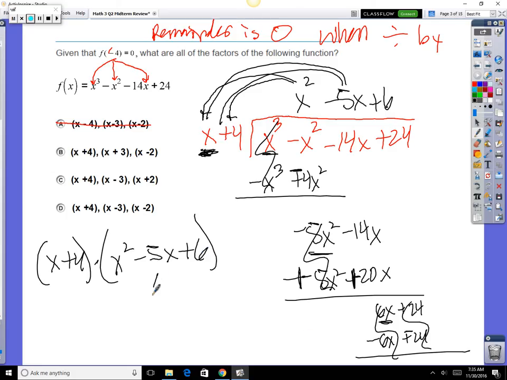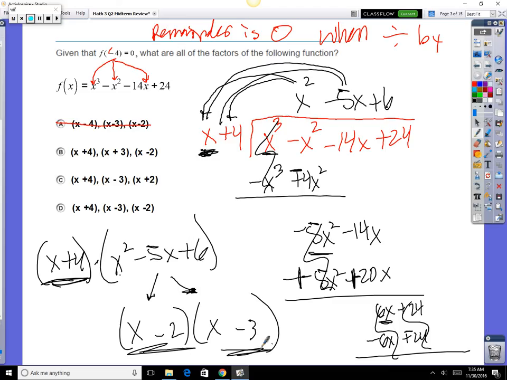And this one can be broken into two different factors. I can factor this. How they times to get x squared is x times x. How they times to get 6 but add to get 5 has got to be a 2 and a 3. But they add to get a minus 5, so they both must be minuses, because a minus times a minus is a positive, and a minus 2 plus a minus 3 is a minus 5. So x plus 4, x minus 2, x minus 3. So we're going to go D. That matches up with D.